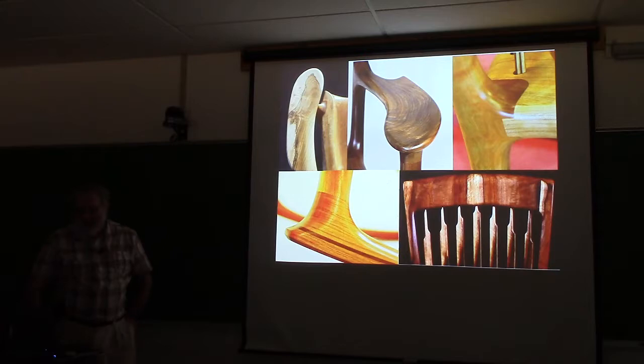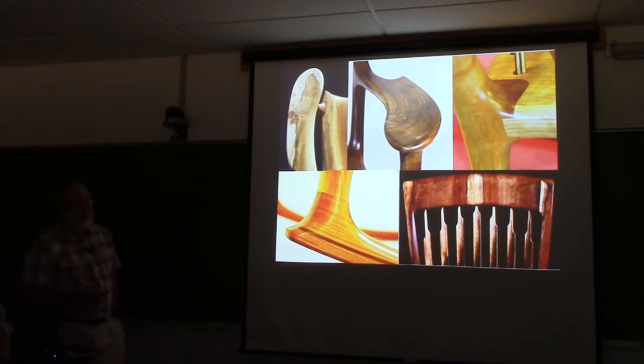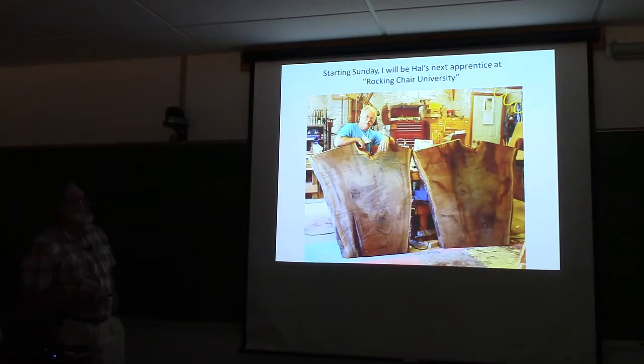So anyway, Hal occasionally takes an apprentice. And it's sort of the old world apprentice system where you live with him, you eat dinner with him, he beats you, he sends you to bed without your dinner if you make a mistake, but you learn the art of making rocking chairs. So Saturday I fly to Virginia, and Sunday I become his next apprentice.